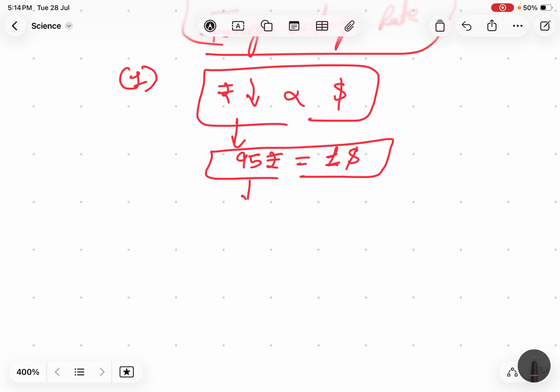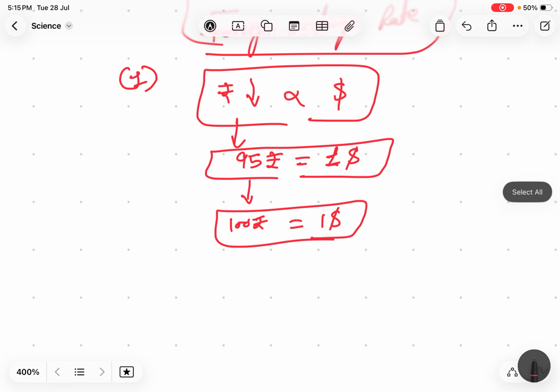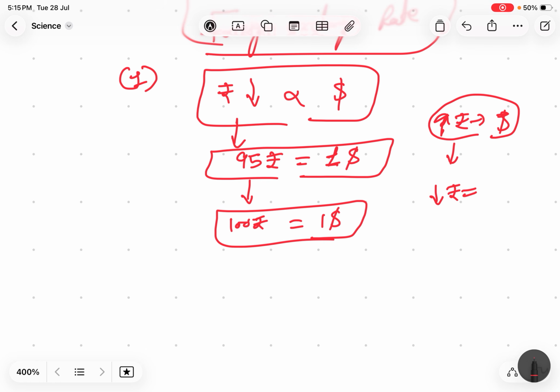Depreciating means that you have to pay more rupees to get that single dollar. For example, if I say the rupee is depreciating, it means it is going from 95 to, like, 100 rupees for $1. It means we have to pay a larger number of rupees to get that single dollar. And when we say there is appreciation in the currency, it means we have to pay fewer rupees to get that $1.